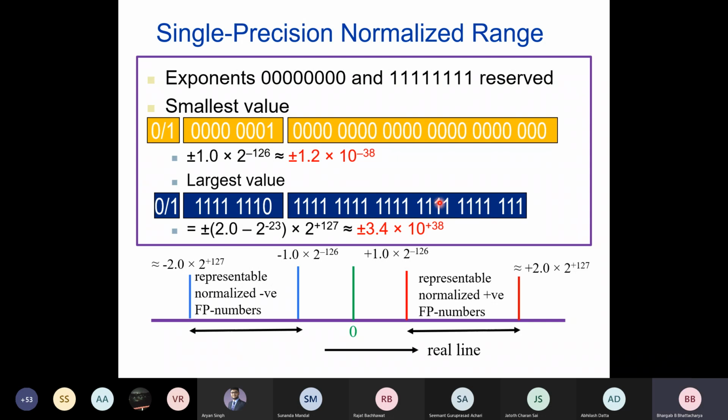So by this normalized rule, you can represent floating point numbers here and numbers here. But now you have these 4 undefined zones. One here, one here, one here, and one here. These are 4 undefined zones beyond the representable ranges of these numbers. What are these?